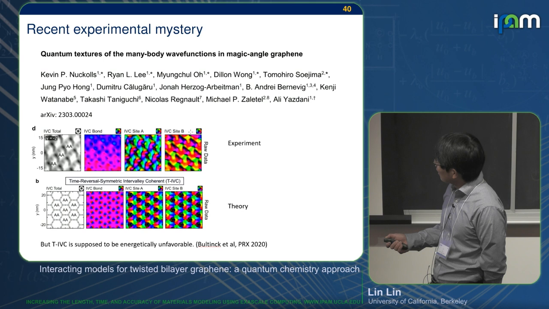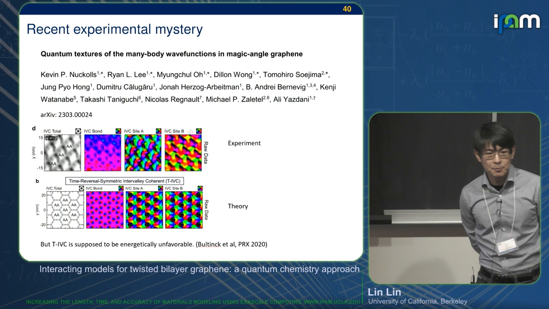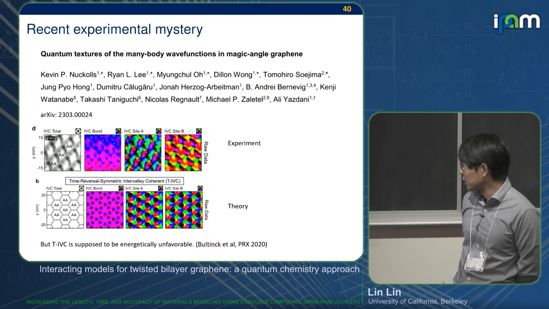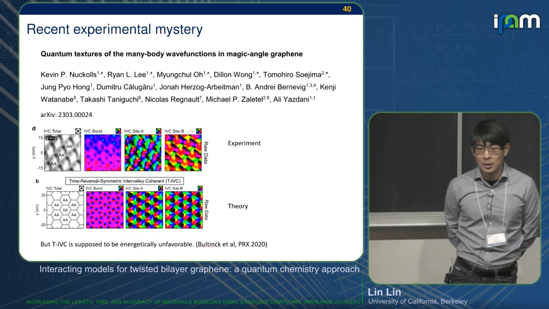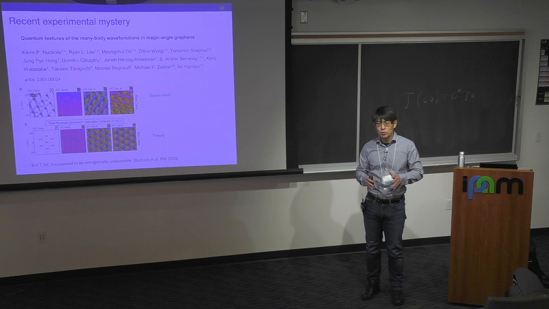the order parameter looks similar to what the theorists have been predicting, a so-called time reversal symmetric intervalley coherent phase, or TIVC phase. This one is actually very much a mystery, because from earlier theoretical calculations, this TIVC phase is supposed to be energetically unfavorable compared to other intervalley coherent phases. For this correlated insulator phase, there are probably at least 4 or 5 or even more candidates, so you kind of have to rule them out.